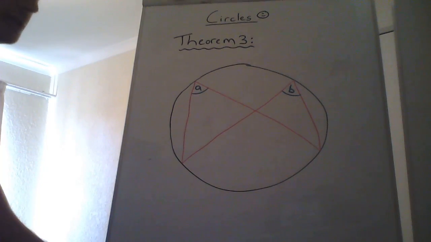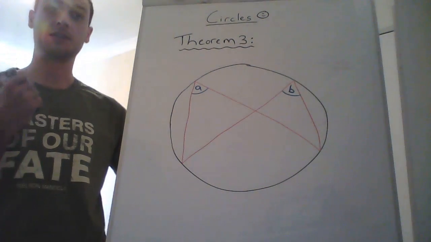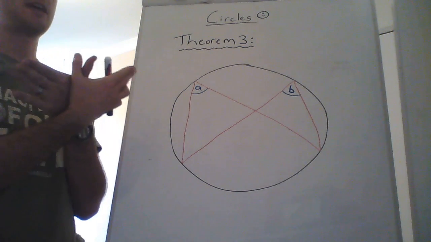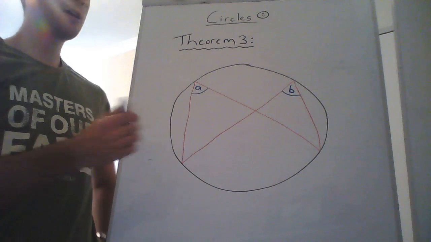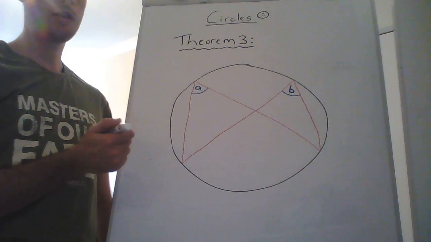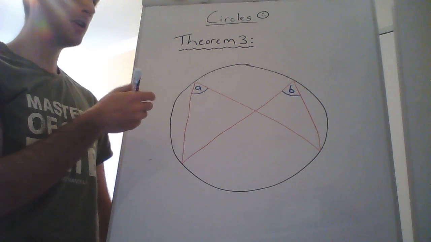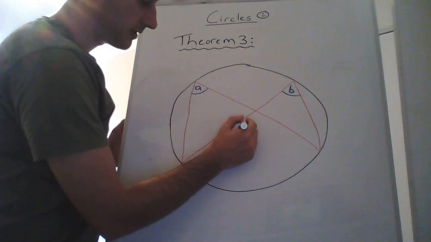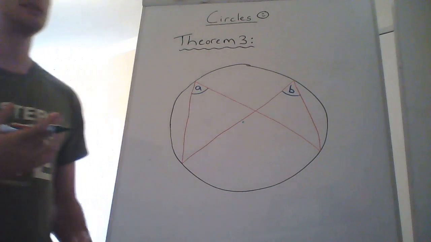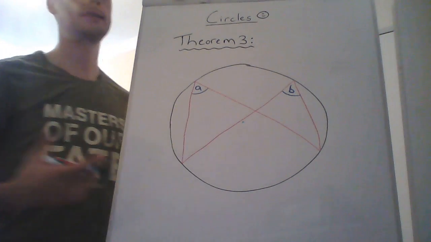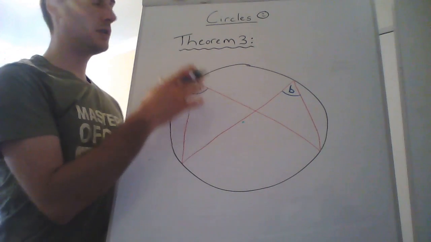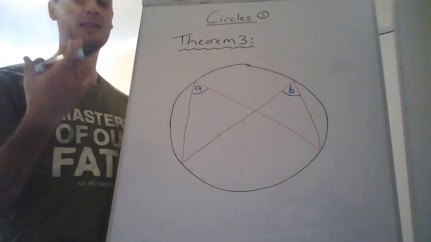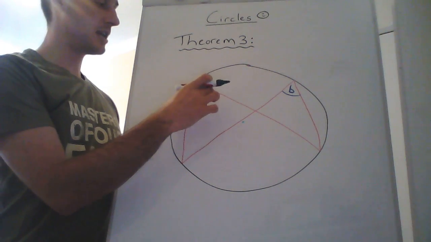For Theorem 3. In this theorem, we often think of them as like a butterfly angle or something. But here we have two triangles within our circle. They don't have to be centered about the center of the circle, or connected to the center of the circle.